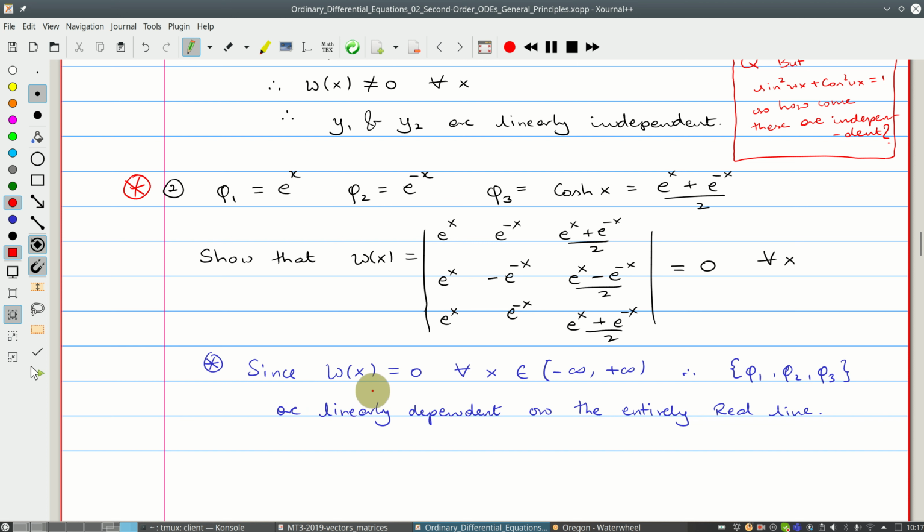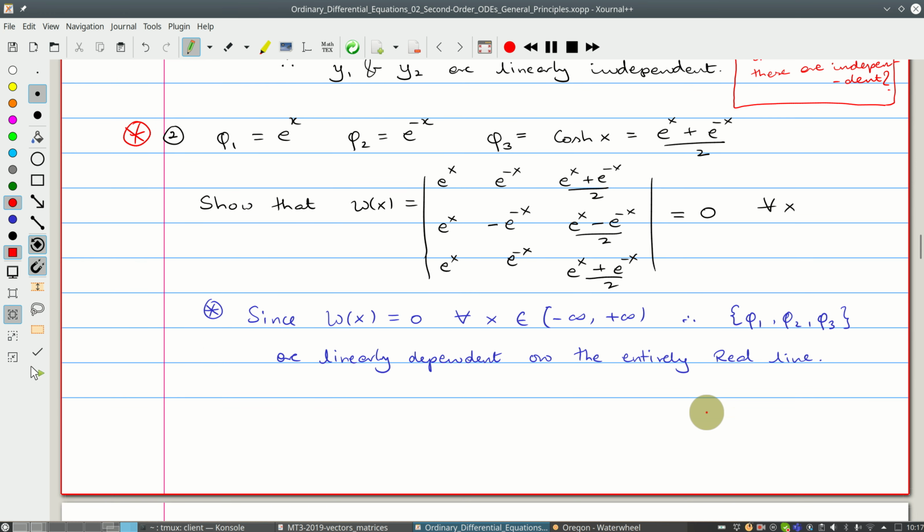Once you have shown this, the conclusion would be that since the Wronskian is 0 for all x, in fact in an infinite range, these three functions are linearly dependent on the entire real line. Right, so that's how that would work there.